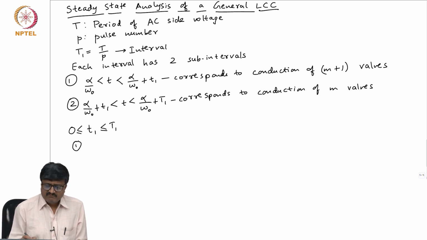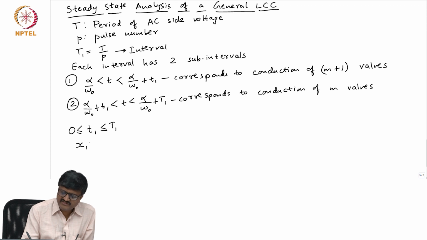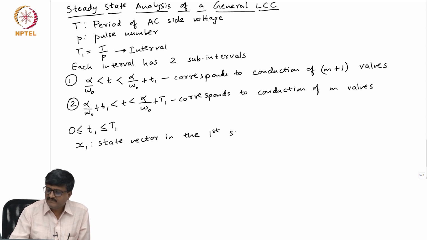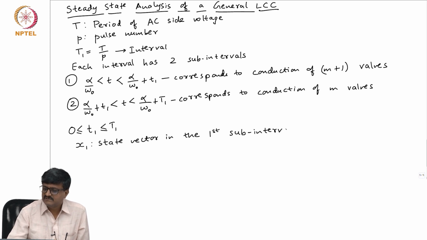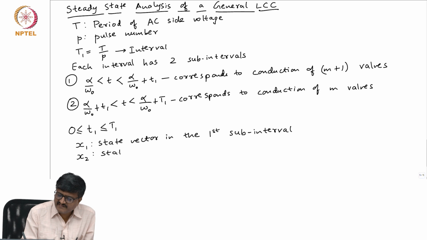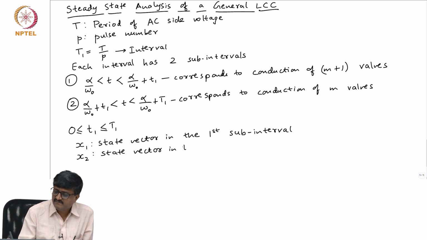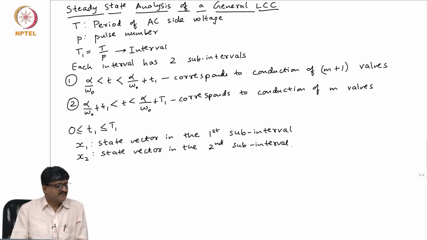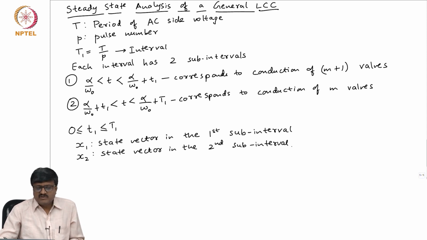Okay. Now, before going to the equations that govern the circuit in the two subintervals, I will use some more notations. x1 is the notation used for the state vector in the first subinterval. x2 is the state vector in the second subinterval.